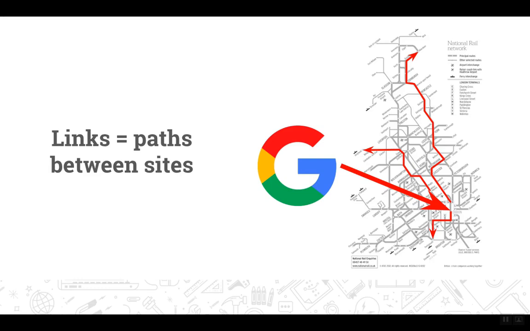Now, when Googlebot or another search engine spider sees a link that goes from your website to another website, it will use that link as a path to navigate to the next site. Think of the web like a subway system, where each website is a station, and each link between websites is a path that Googlebot, acting like a subway car, uses to navigate in between.